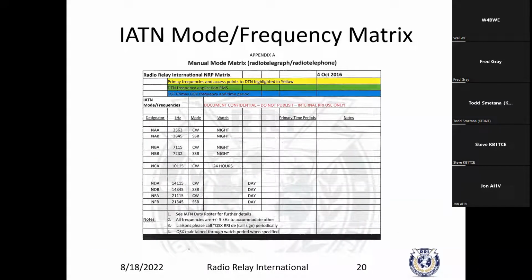And this is the IATN circuits. So these were those priority entry point circuits for manual modes for traffic of priority, test priority, or test emergency, moving to the National Response Coordination Center. Okay, so again, frequency designator, frequency mode, watch frequencies designated by either day or night. And of course, obviously, the IATN operators might be monitoring multiple frequencies at their stations, waiting to accept that traffic and move it across country.